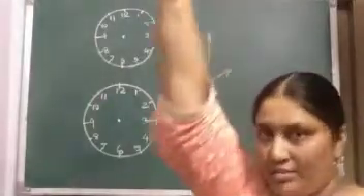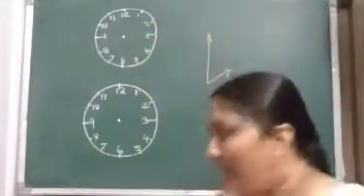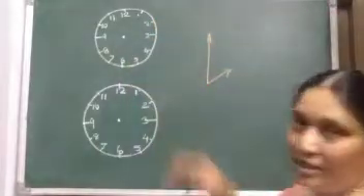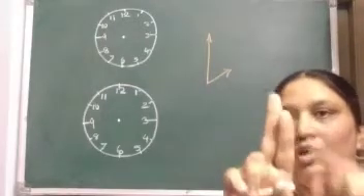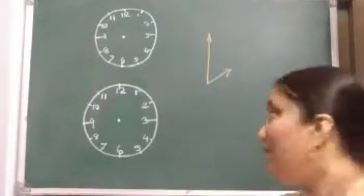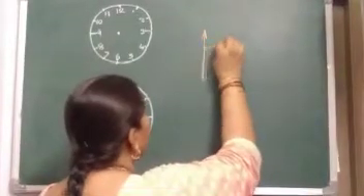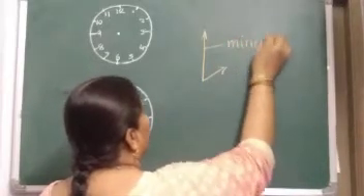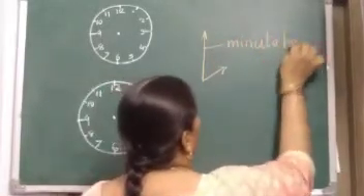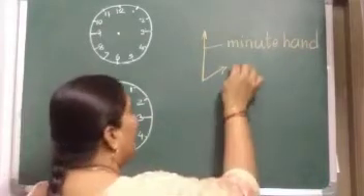We have two hands, but both are not equal. The clock has two hands. One, the long hand, is called the minute hand. This is called the minute hand. Okay. And the short hand is called the hour hand.